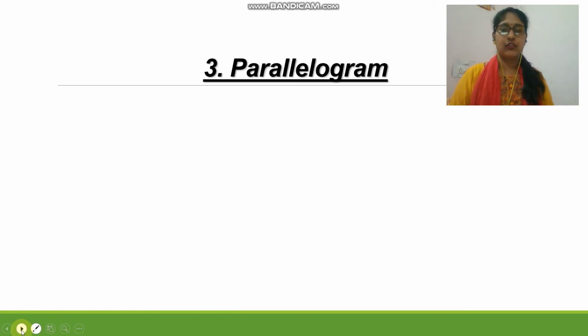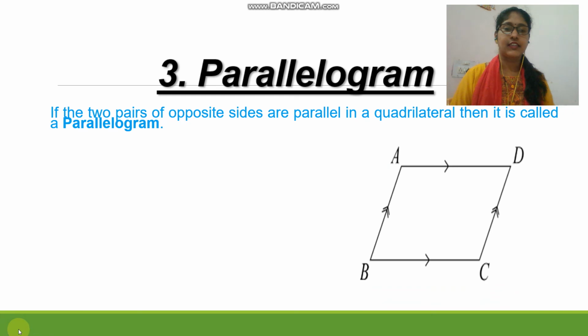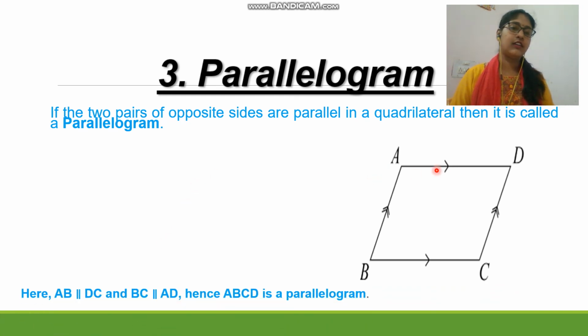The next type is parallelogram, as the name contains parallel. A parallelogram is a type of quadrilateral in which opposite sides are parallel to each other; if two pairs of opposite sides are parallel in a quadrilateral, then it is called a parallelogram. Here ABCD is our parallelogram. Arrow marks represent parallel sides. So AD is parallel to BC, and both are opposite sides. Similarly, AB is parallel to CD. So ABCD is said to be a parallelogram since opposite sides are parallel to each other.